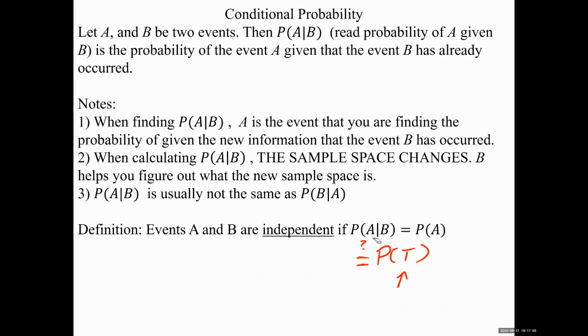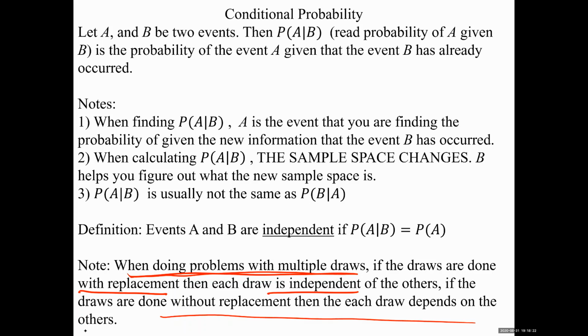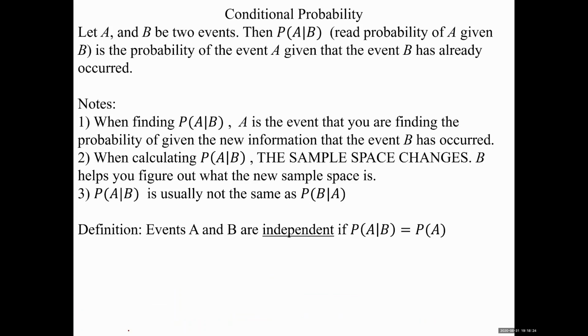Now, there's one situation, only one situation, where you're going to know if the events are independent right away without doing a calculation. And that's if you're doing a problem involving drawing more than once. If you're doing problems involving multiple draws, if you draw with replacement, then every draw is independent of the others. Drawing with replacement means you draw, you put it back, you draw, and then draw again. If you're drawing without replacement, then they're most likely not independent. So that's the only time you know if they're independent.